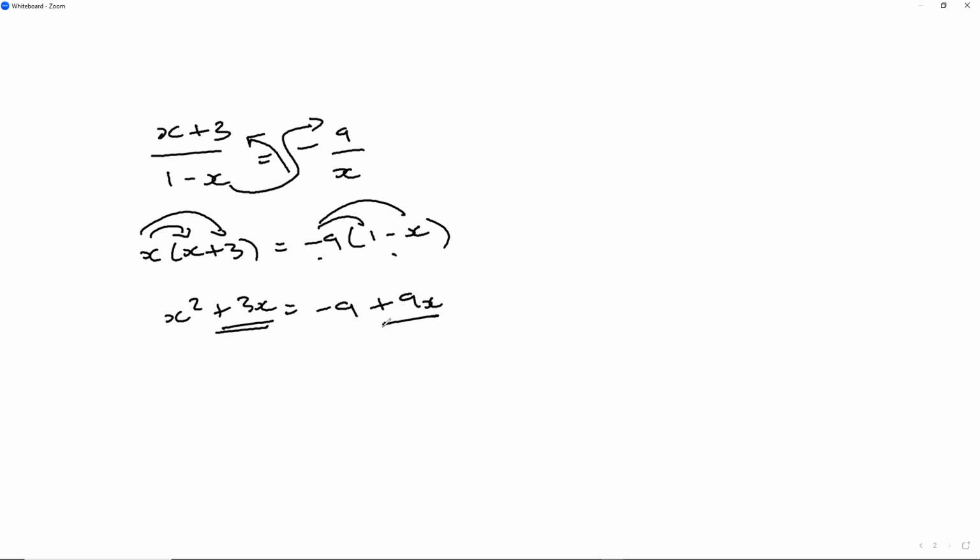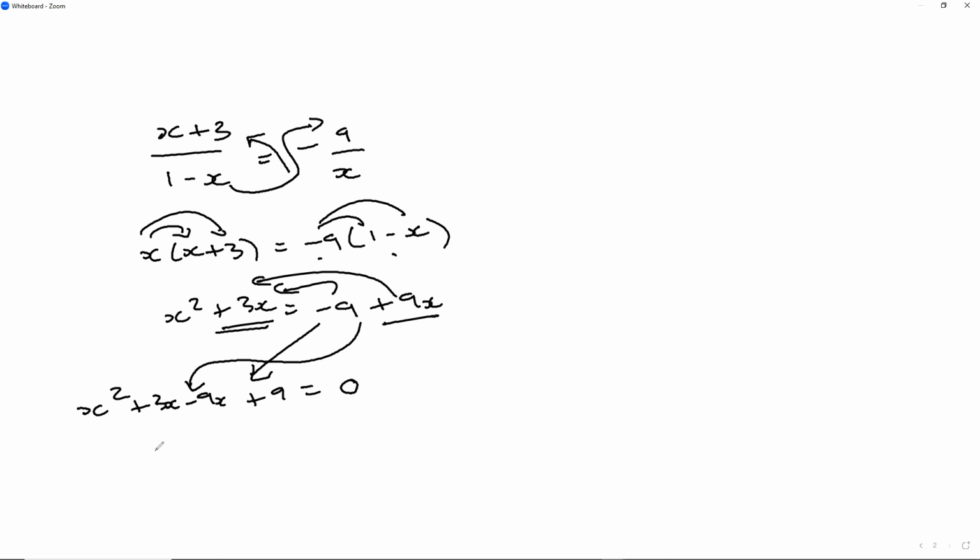Then I'm going to change sides and change signs and move everything over. The 9x is bigger than the 3x, so I'm going to move the 3x over, and I'm going to move the negative 9 over and change the sign. Or I could just move everything over to the left-hand side, because this is a quadratic, and make the right side equal to 0 in one step. So I got x squared plus 3x minus 9x plus 9. Don't forget to change the sign. It becomes minus 6x plus 9.